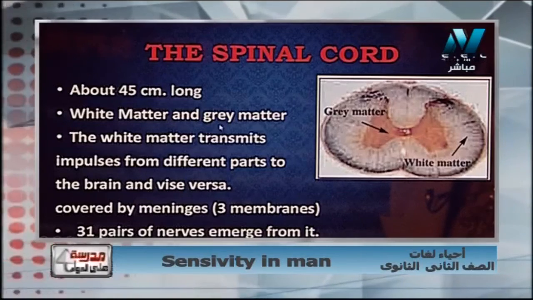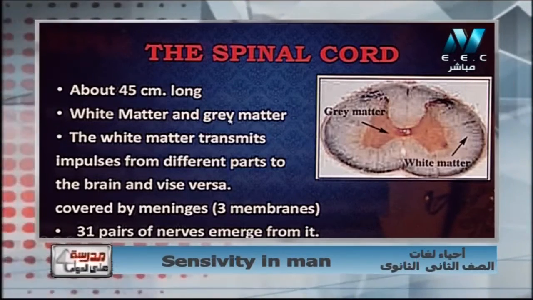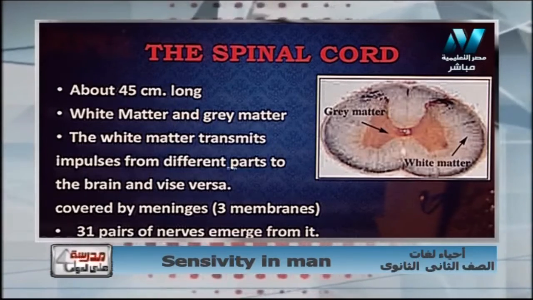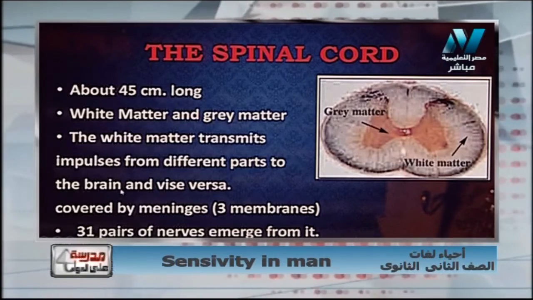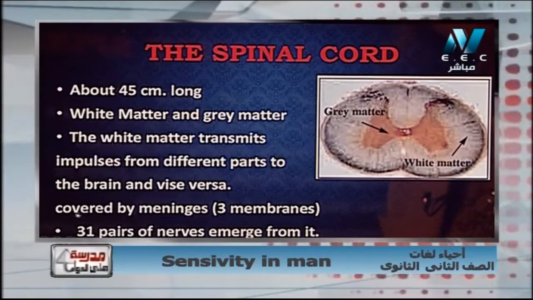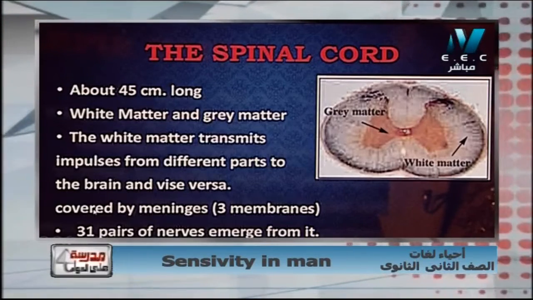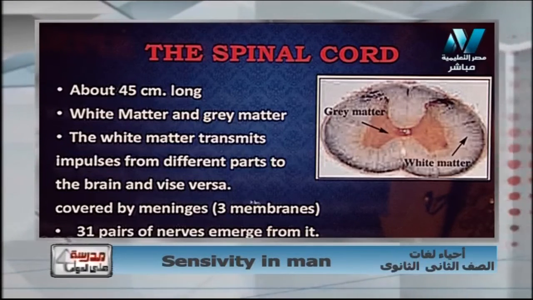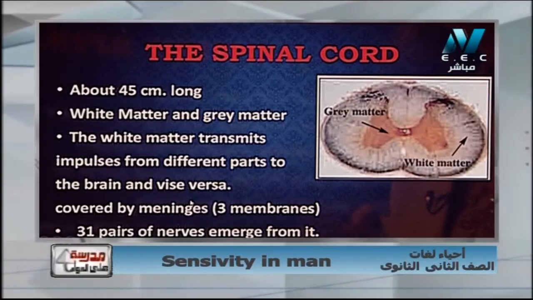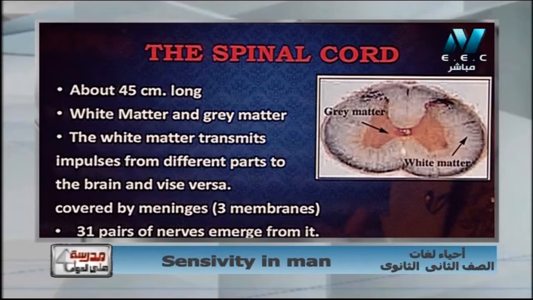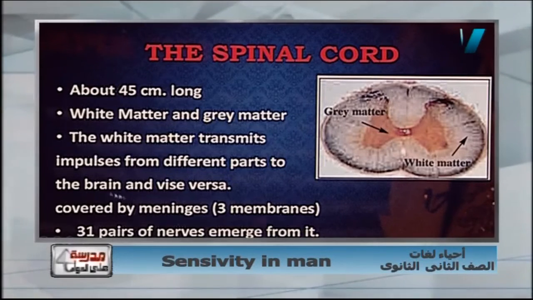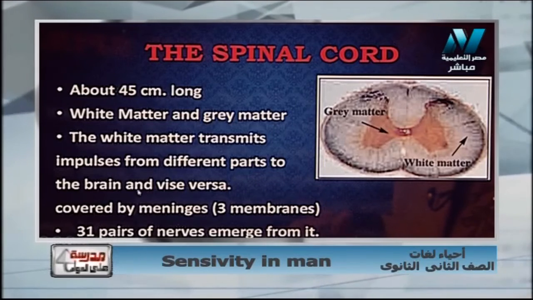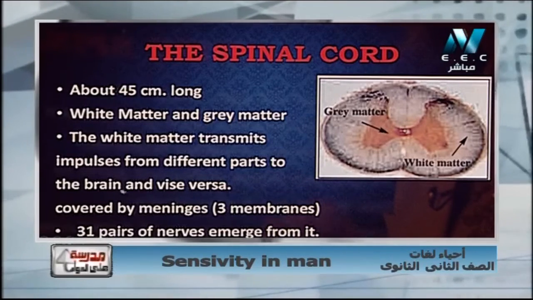Again, the white matter outside and the gray matter inside. The white matter transmits impulses from the different parts of the body to the brain and vice versa. It is covered by meninges like the brain, the three membranes: the dura mater, the arachnoid and pia mater, and these are very essential to keep the brain and spinal cord healthy.